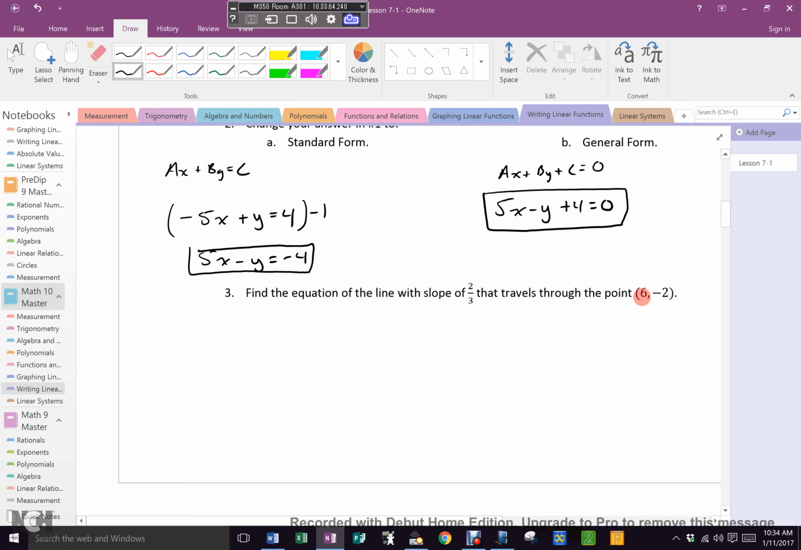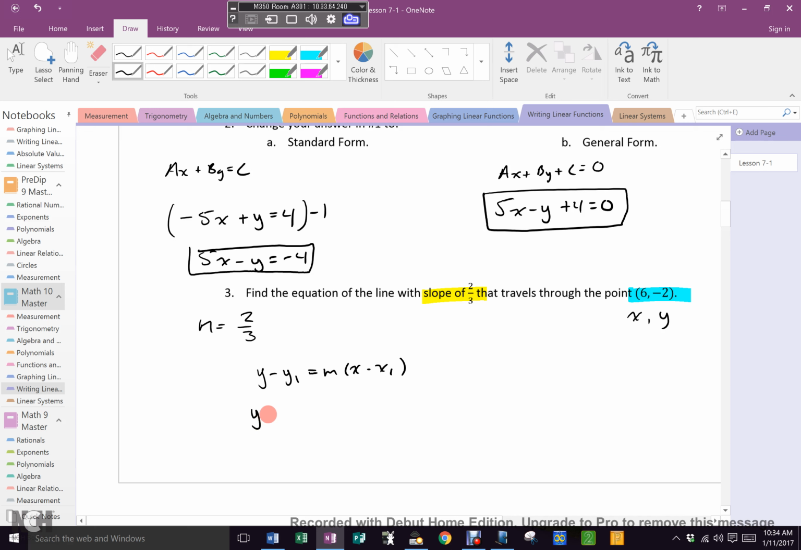Now, what do I have here? What's that? Slope. So I have an m of 2/3, correct? What's that? A point, which gives me an x and a y, right? So what uses a point and a slope? Point-slope form. Y minus y1 equals m times x minus x1. The y1 and the x1 is the point that we know, right?